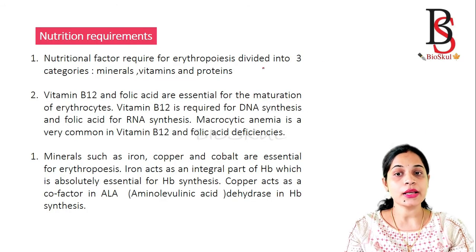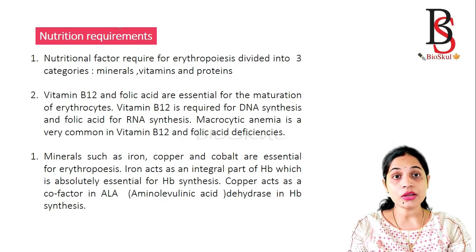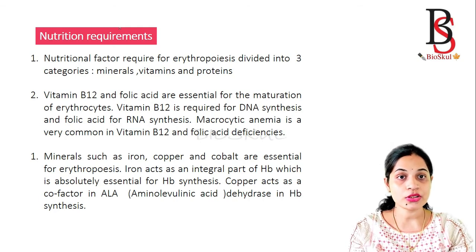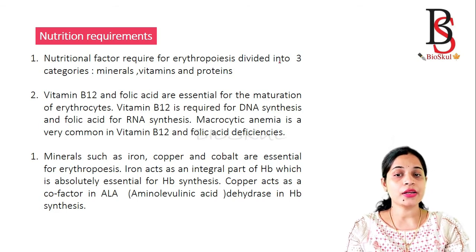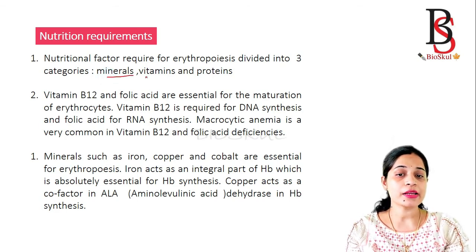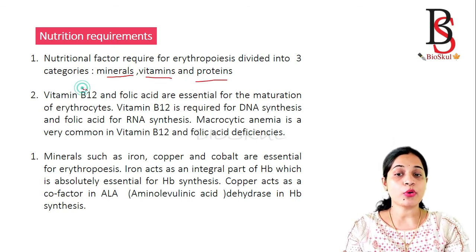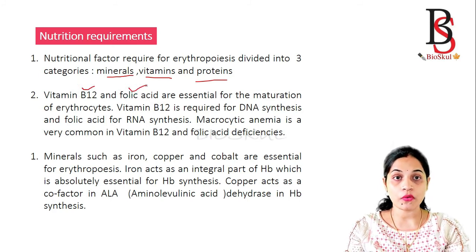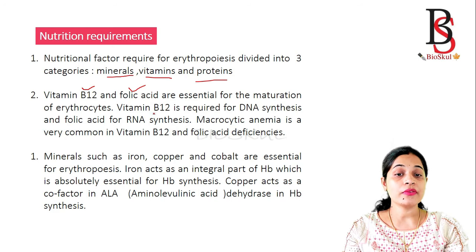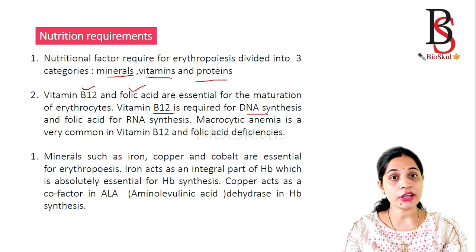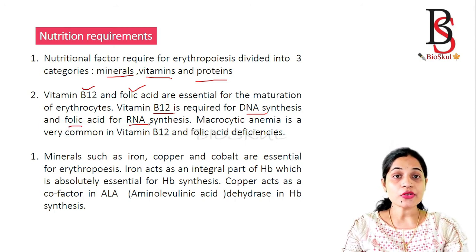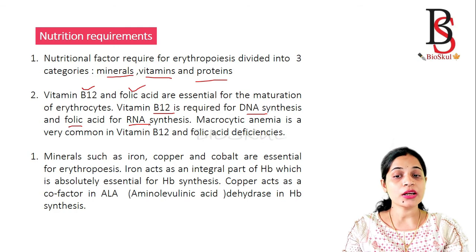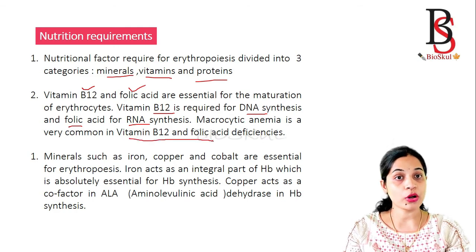Then the second one is the nutritional requirement. So now we'll see how nutrition regulates the process of erythropoiesis. Nutritional factors required for erythropoiesis are divided into 3 categories: minerals, vitamins and proteins. So vitamin B12 and folic acid are essential for the maturation of erythrocytes. Vitamin B12 is required for DNA synthesis, whereas folic acid is required for the synthesis of RNA. Macrocytic anemia results from the deficiency of vitamin B12 and folic acid.